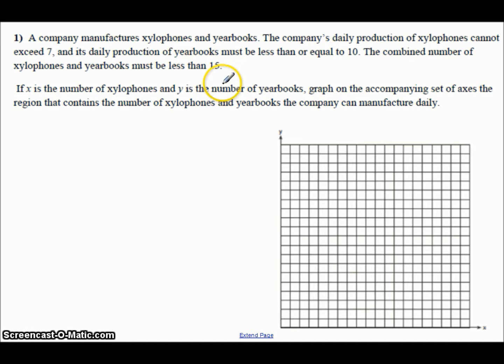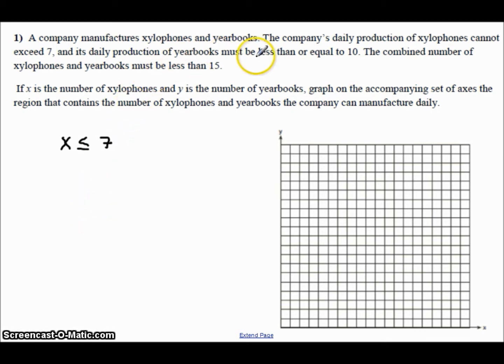So it tells us X is xylophones, Y is the number of yearbooks, and we've got to get as many equations or inequalities out of this as we can. The first one I see is the xylophones cannot exceed 7. So it could be 7, but you can't go any more. X is the number of xylophones. It can't exceed 7, so it's got to be less than or equal to 7, and that's my first inequality.